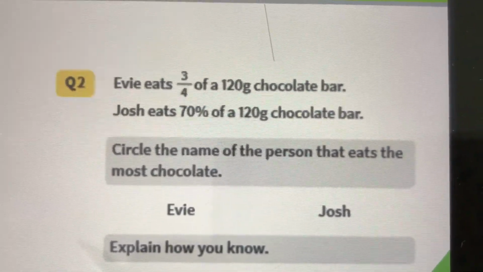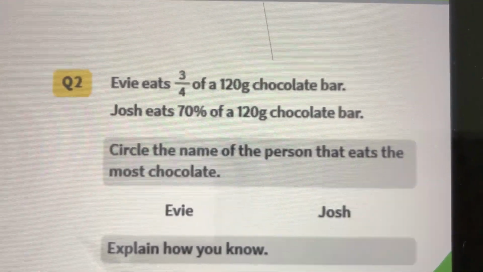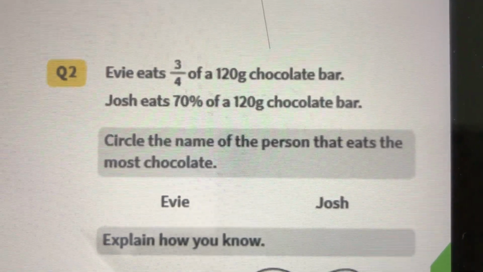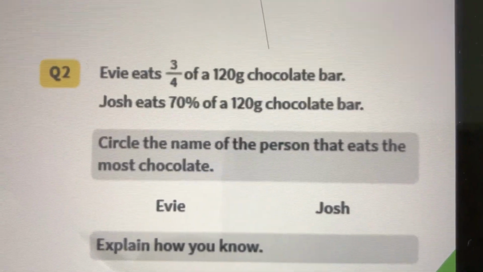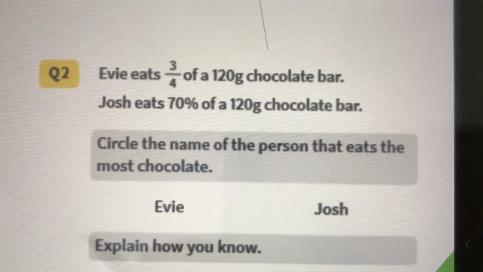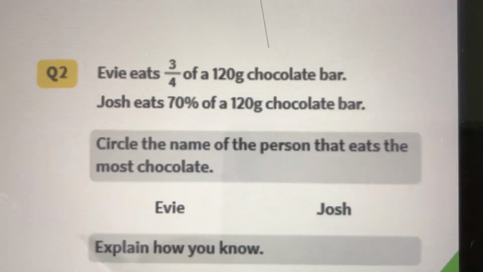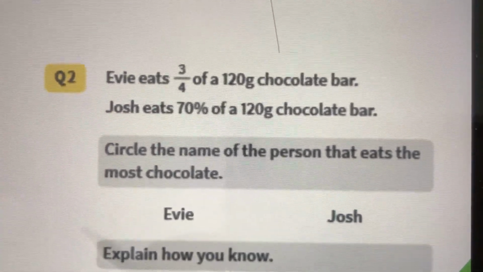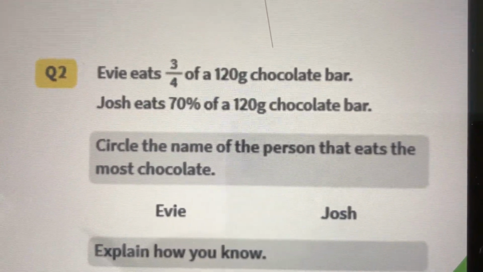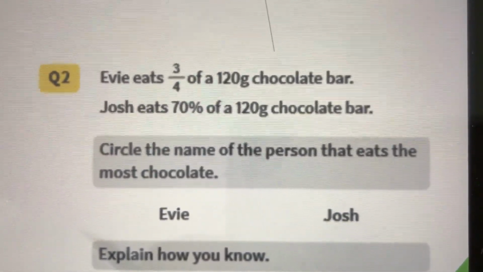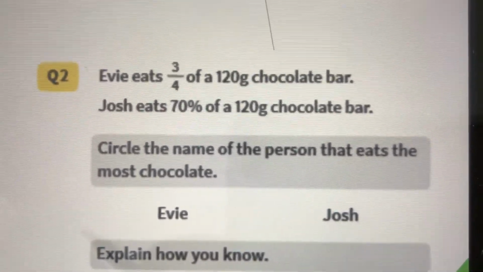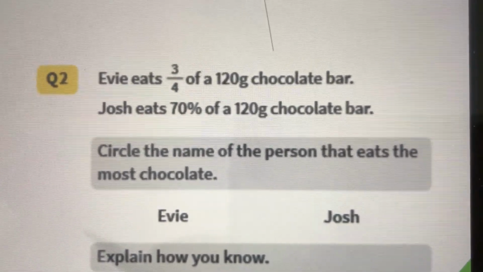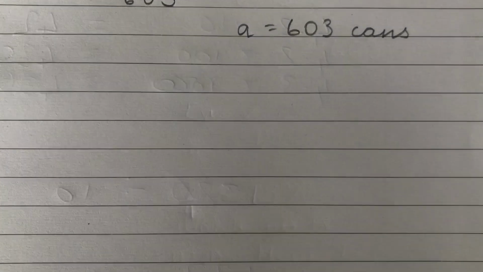Josh eats 70% of a 120 gram chocolate bar. Circle the person who eats the most chocolate. So normally on these you might have to work it out, but I don't need to work it out. It's the same amount of chocolate, so I'm just looking at the fraction and the decimal. Hopefully everybody recognises 3/4 there as 75%. So that could be one of my answers. Evie eats the most because she eats 75% and Josh only eats 70%. So we know that we get the mark here for explaining. So I'm going to write that down as one of my answers.